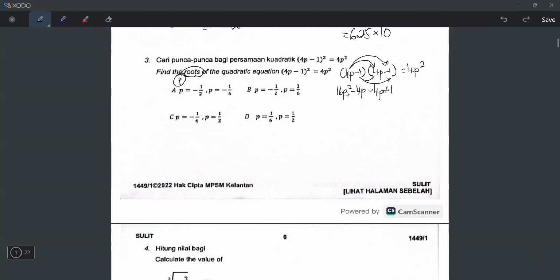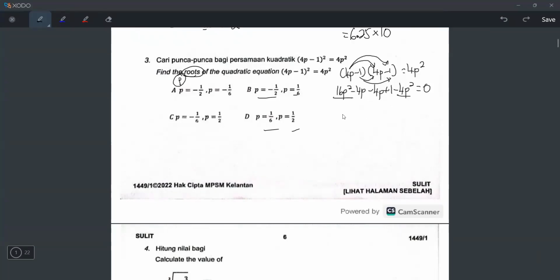But I see a square. The moment I see a square, I know this is a quadratic. Quadratic means I have to turn it into general form, so that later I can use my calculator, mode EQN. That's why all the options have 2 answers. Since it's a quadratic, I will move the 4p squared to here also, equals 0. Even if you don't move it now, you have to move it later, so I will just move it now.